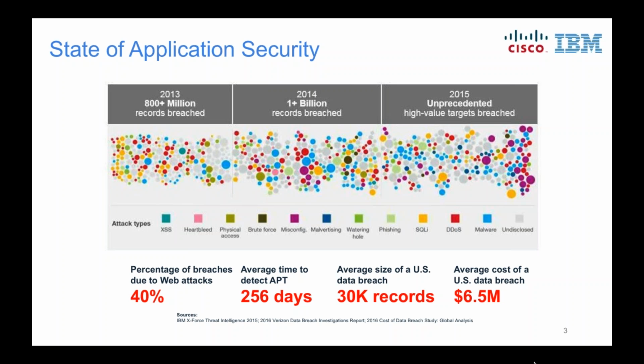And just the average breach, not the big ones, is over 30,000 records being breached. And each one of these data breach incidents is costing the average U.S. company $6.5 million. With some, you could add 2 zeros to some of those.